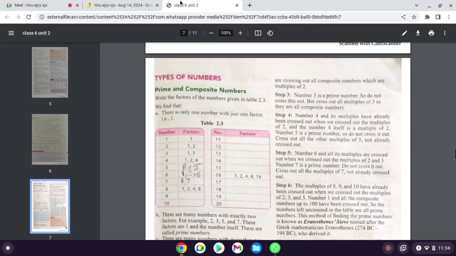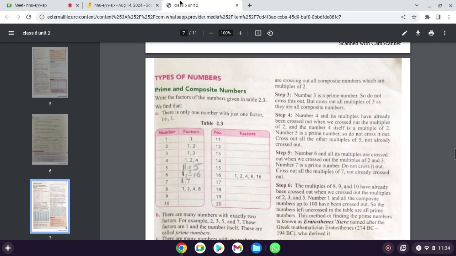Factor of 2 is 1 and 2. Factor of 3 is 1 and 3. Factor of 4, 1 to 4. Factor of 5, factor of 6, factor of 7, factor of 8. What are the factors of 9? 1, 3, yes, 1, 3 and 9.